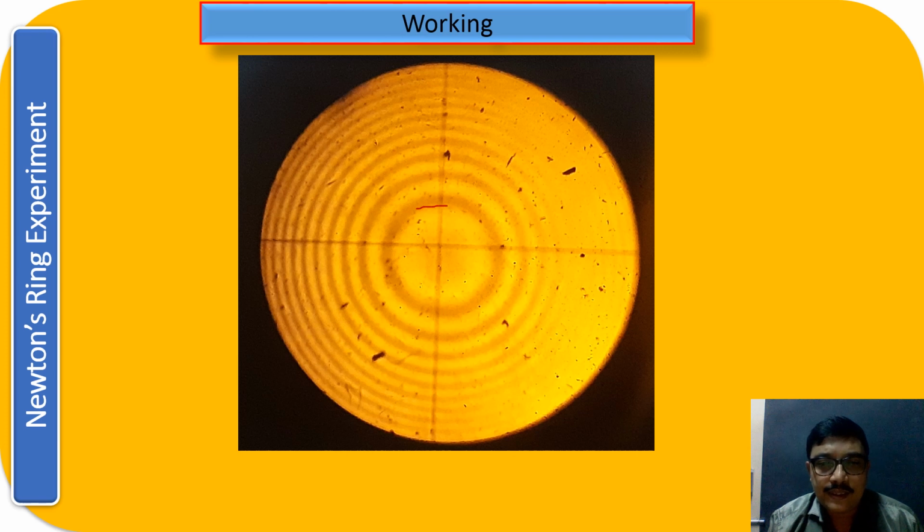Now you see, this is how the ring system looks like. Here there is a darkening at the point of contact. Then this is the 0th ring. Then first ring, second ring, and so on. We are using sodium light, yellow light. So hence this is how the ring system looks like, right?